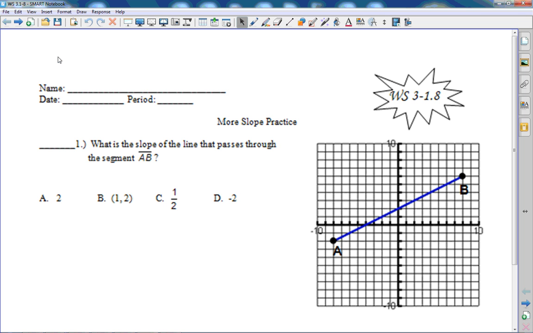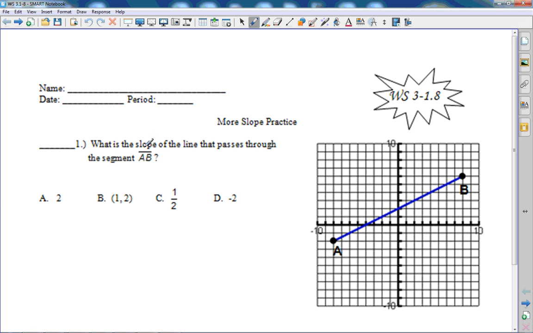This video is going to be more practicing over slope. This is going to go along with the 3-1.8 worksheet if you happen to have that. If not, you can pause the video before each problem and then come back and play it and see if you got the right answer.